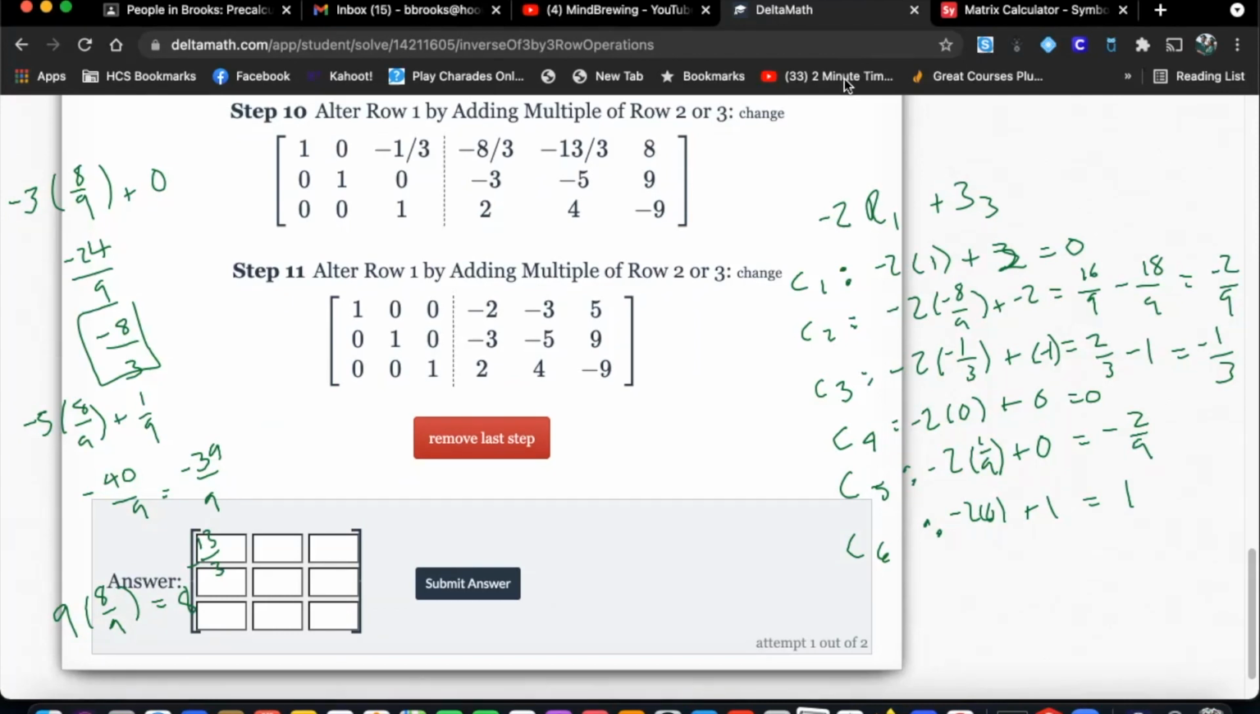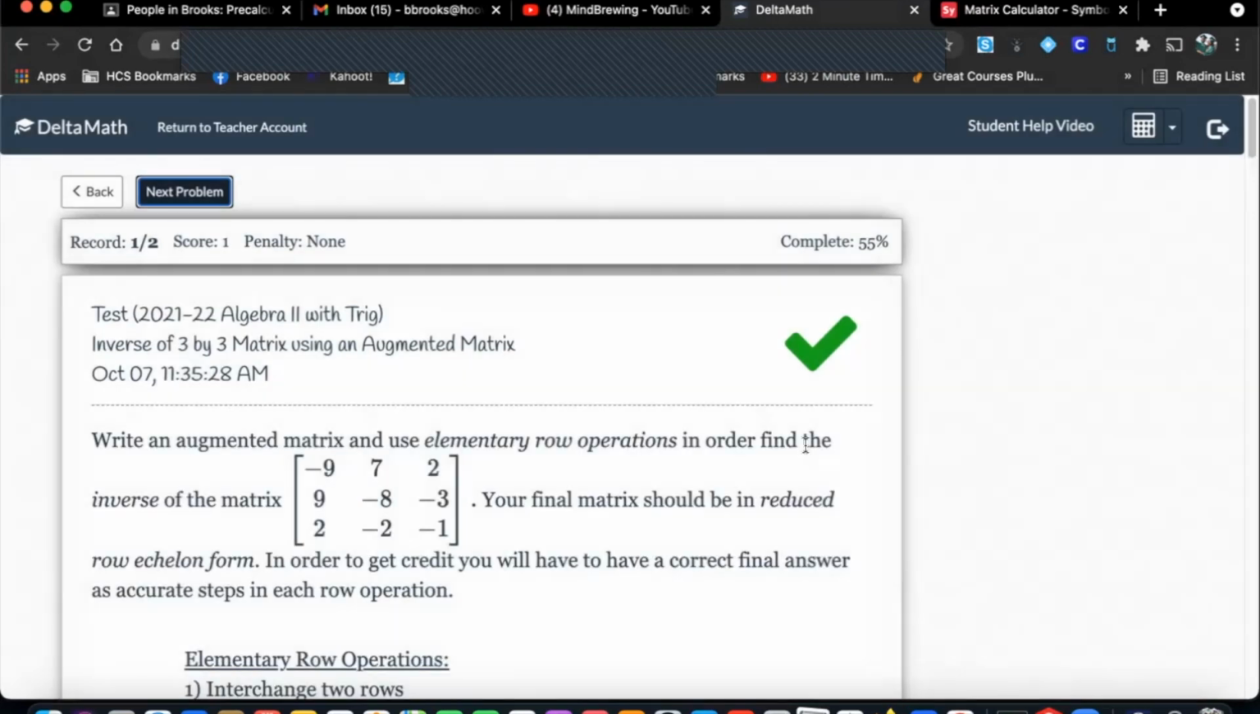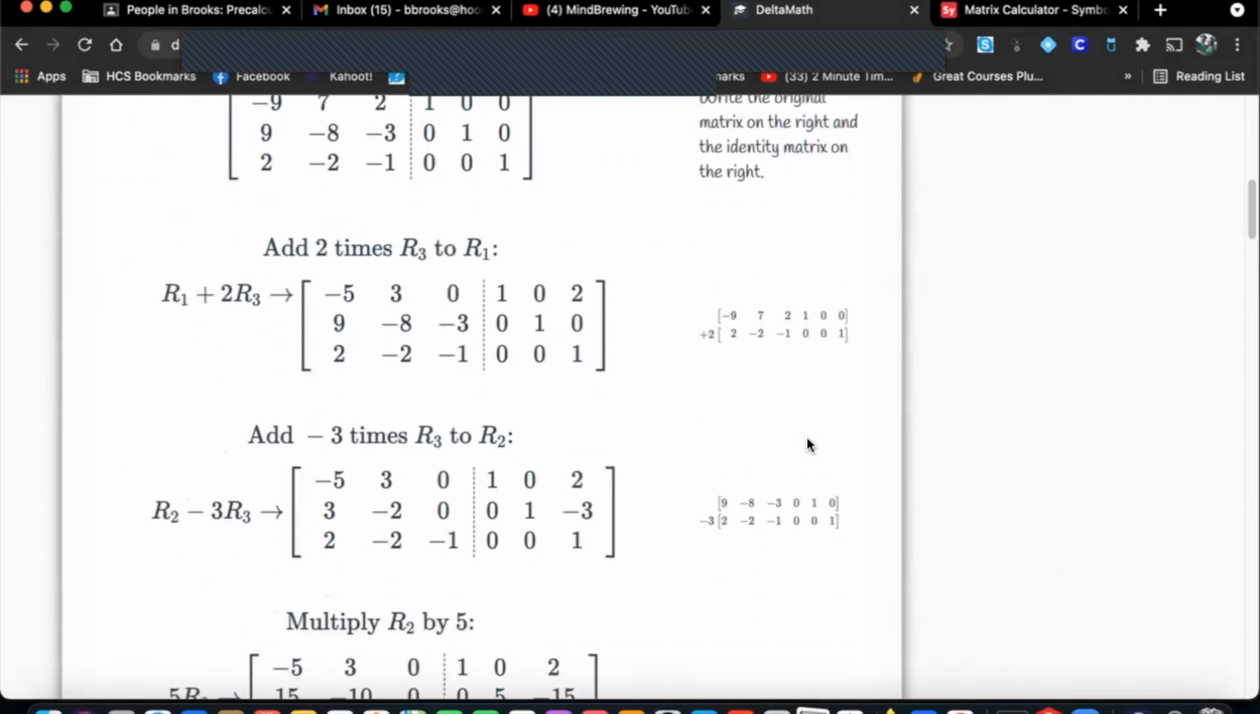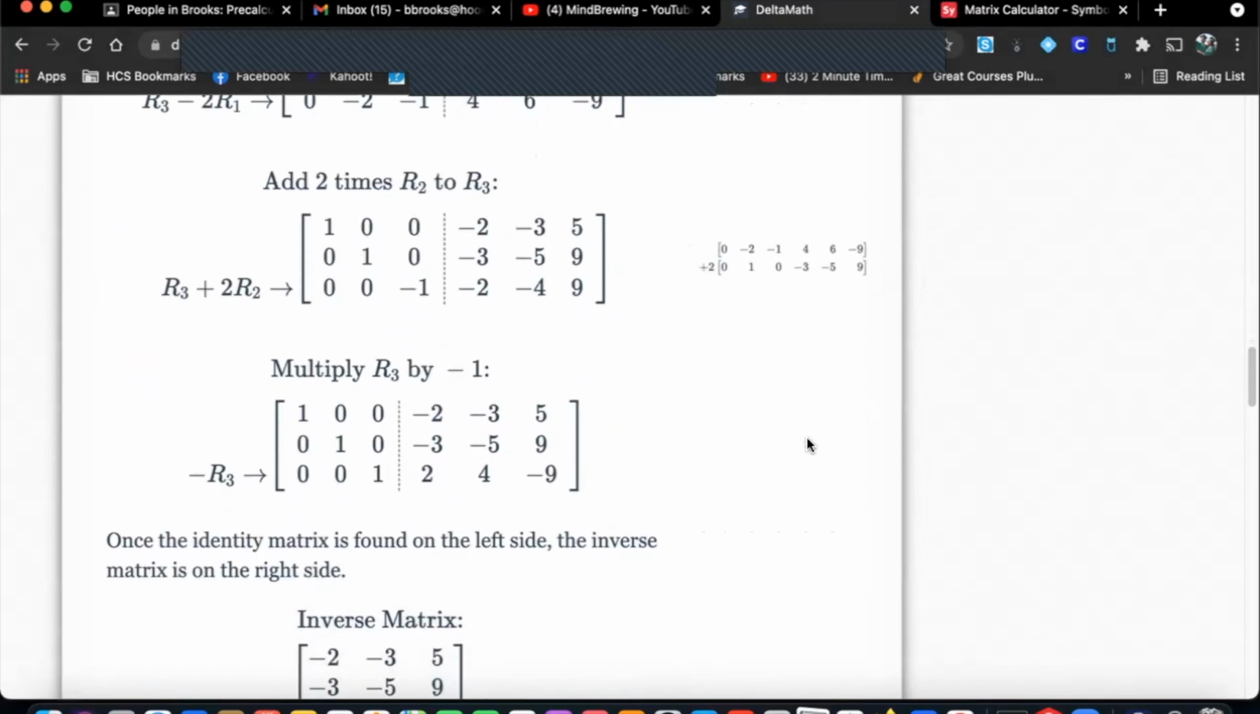Oh man. Woo, that's a lot of work. But if this is correct, negative 2, negative 3, 5, negative 3, negative 5, 9. If this is wrong, I'm going to be so upset. Whoa. That's all I can say is whoa.